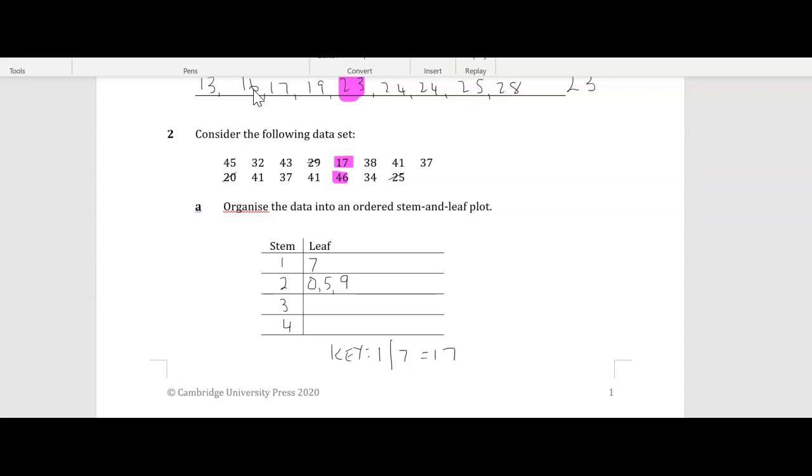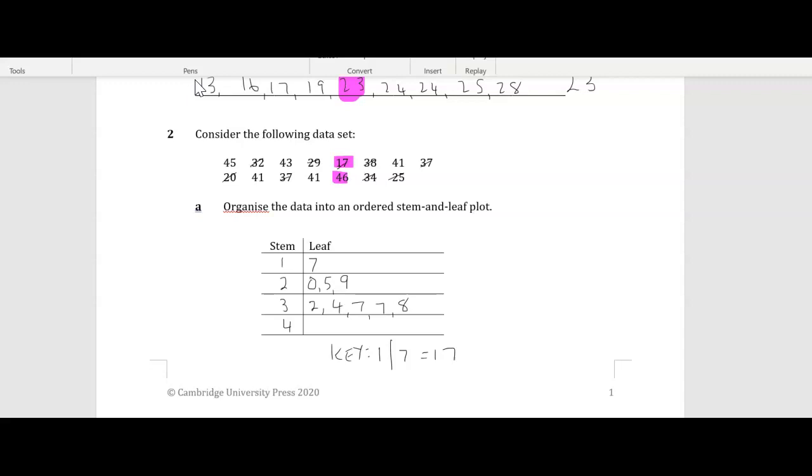Okay, then moving into the 30s, so I've got 32, 37, another 37. Oh, and I forgot the 34. So that's why it's always important to cross it off. So I've got the 34. So then two 37s. So I've crossed both 37s off, and then we've got a 38.